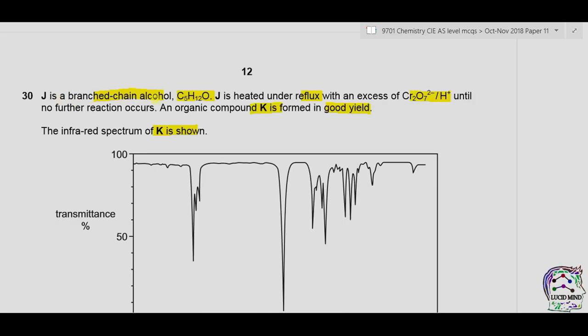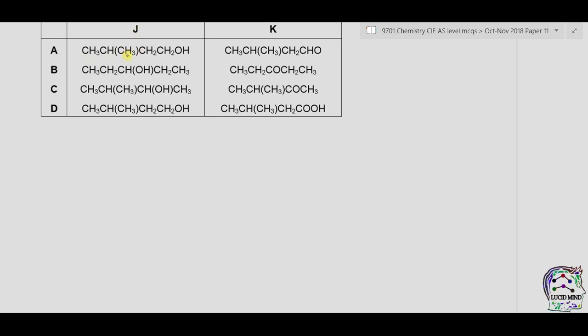First point is that J is a branched chain alcohol. Now if it is primary alcohol, then it will be oxidized by reflux to form carboxylic acid. If it is secondary alcohol, it will be oxidized to ketones. And tertiary alcohol does not oxidize. Let's draw the structures of J.